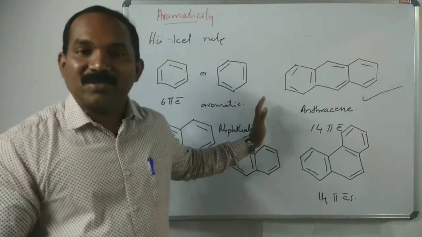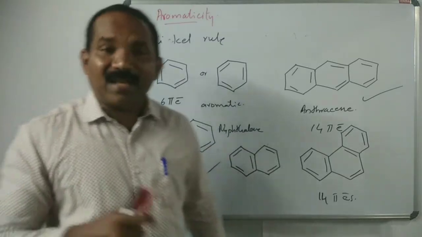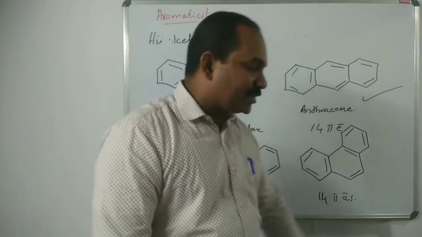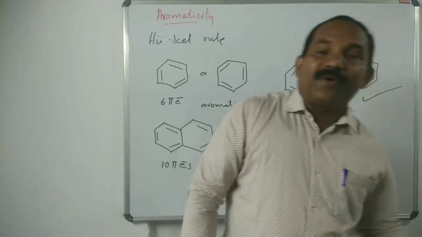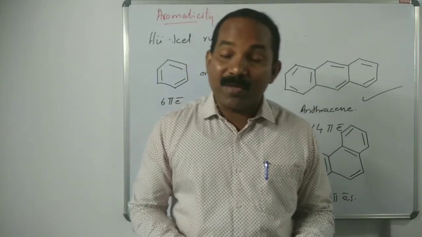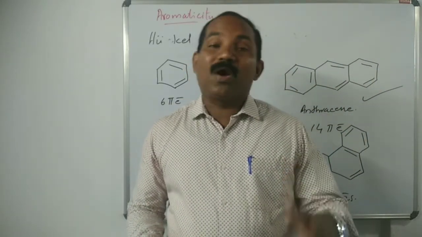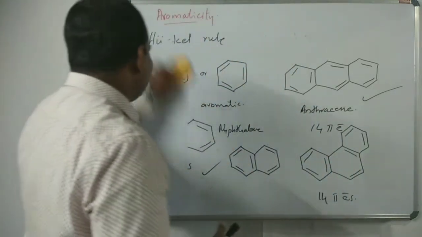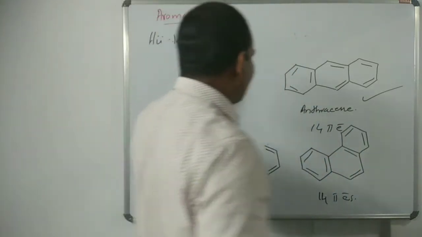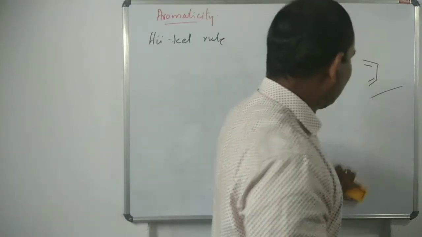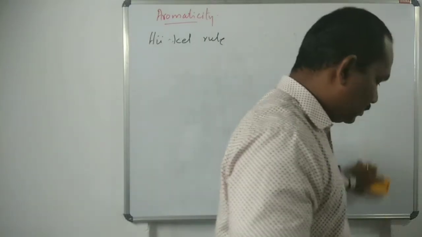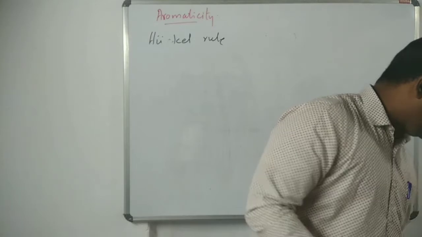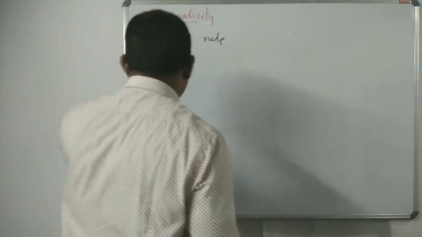That covers the aromaticity of benzenoids. Then let's discuss some other examples of cyclic ions or non-benzenoid compounds. The first compound is furan.